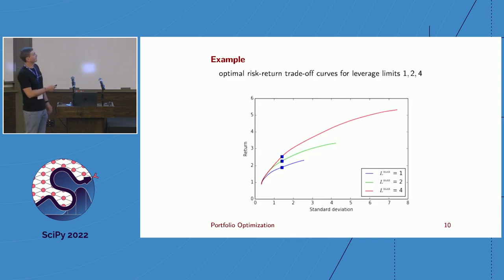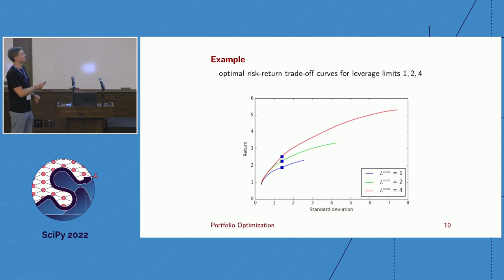Here's an example for one constraint that we say basically means you cannot go short. The sum of the absolute weights must be 1. Or the sum of your absolute weights can be 2, or the sum can be 4. So I can employ different amounts of leverage, and obviously if I can use more leverage, I will get more risk and therefore also more return. But I'm going to do strictly better because I can still choose to not use all of that leverage, right?